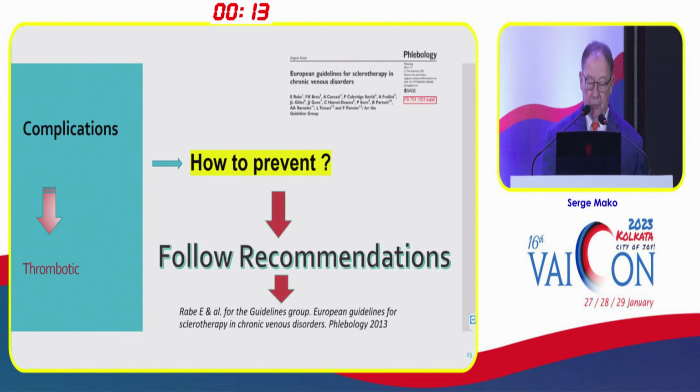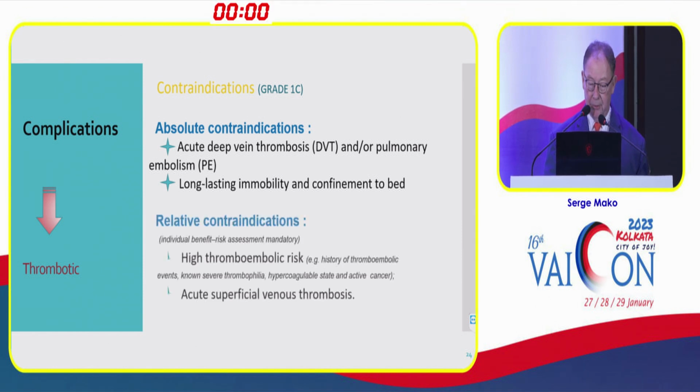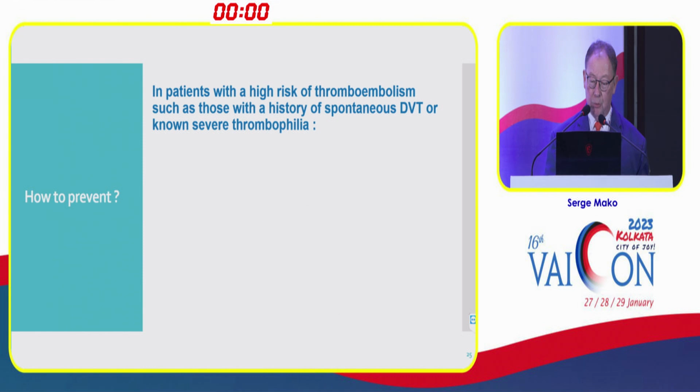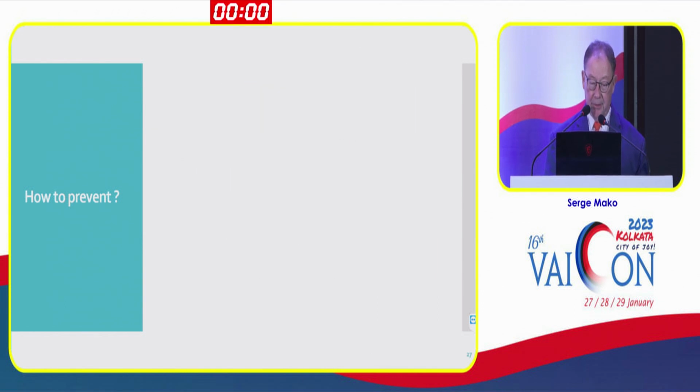Thrombosis is the main problem; follow the recommendations from Rabe and the European guidelines. Absolute contraindications: acute deep vein thrombosis and/or pulmonary embolism, long-lasting immobility or surgery. Relative contraindications: high thrombotic risk, acute superficial venous thrombosis, and in patients with a high risk of thromboembolism, look for thromboprophylaxis, avoid the injection of large volume foam, and decide case by case on the risk.